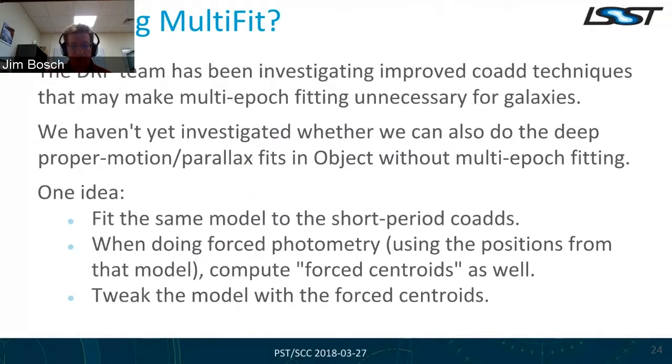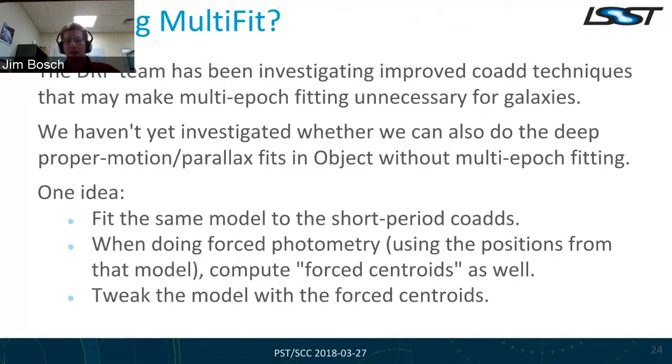But I wanted to throw the rough ideas we've got right now out to you guys, to see if you have any more clever ideas, or if you have any ways in which this idea would be obviously unacceptable in a way that wasn't obvious to us. So the basic idea is that you fit the same forward model, PSF convolved, to the short period coadds instead of to all of the input epochs. And that doesn't give you as much of a constraint, because on any one of those short period coadds, things are smeared out slightly by the motion.